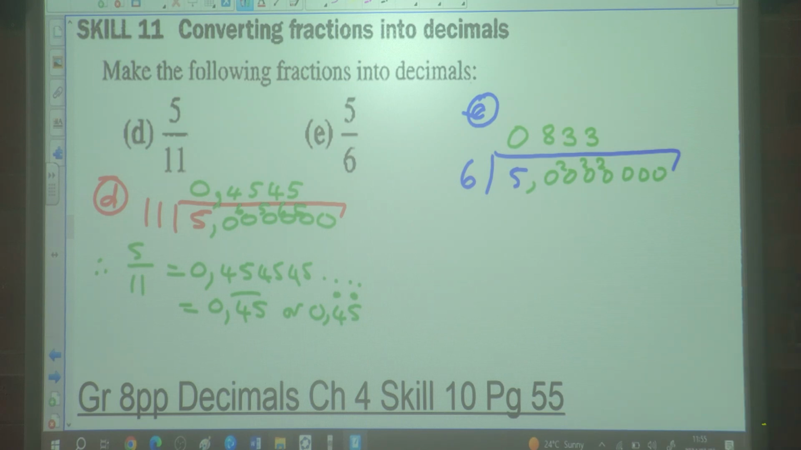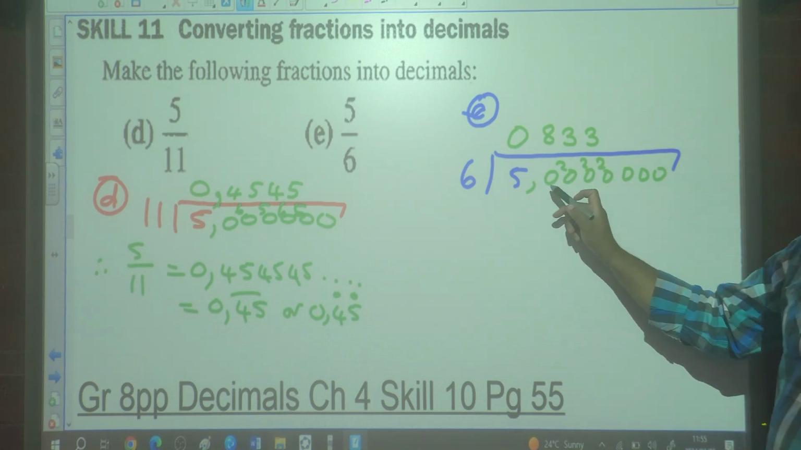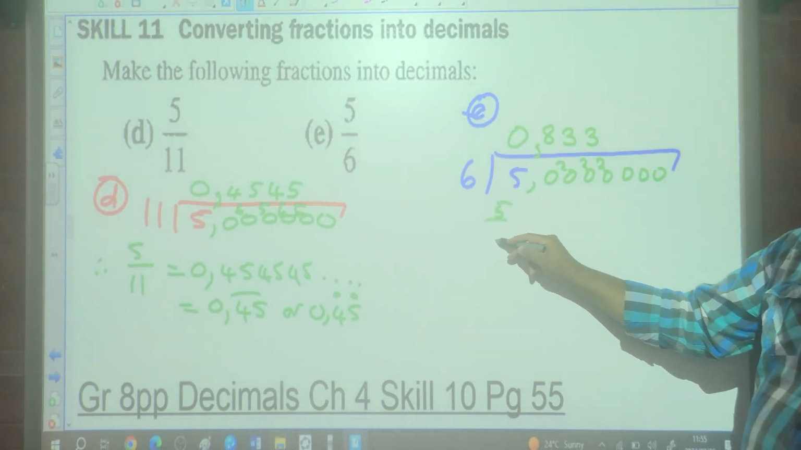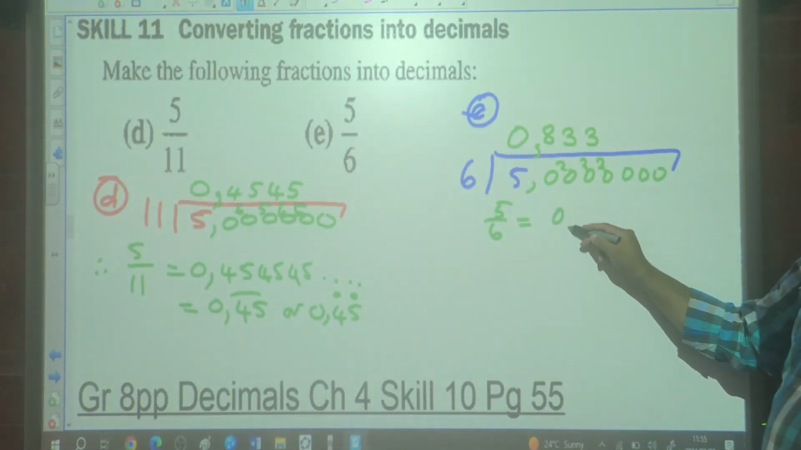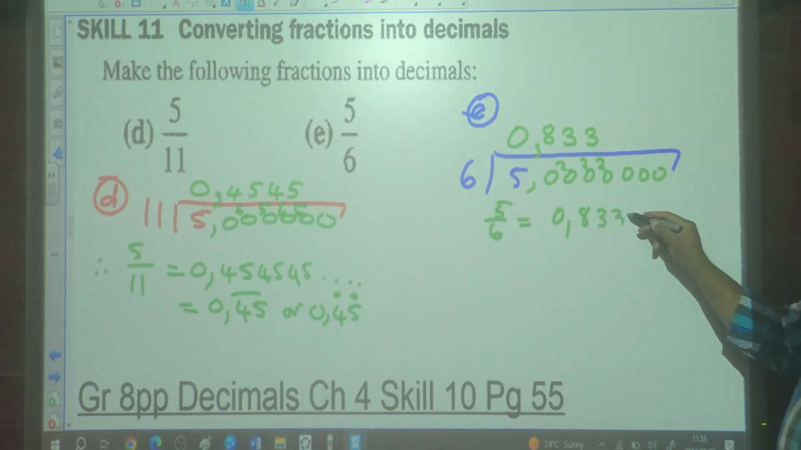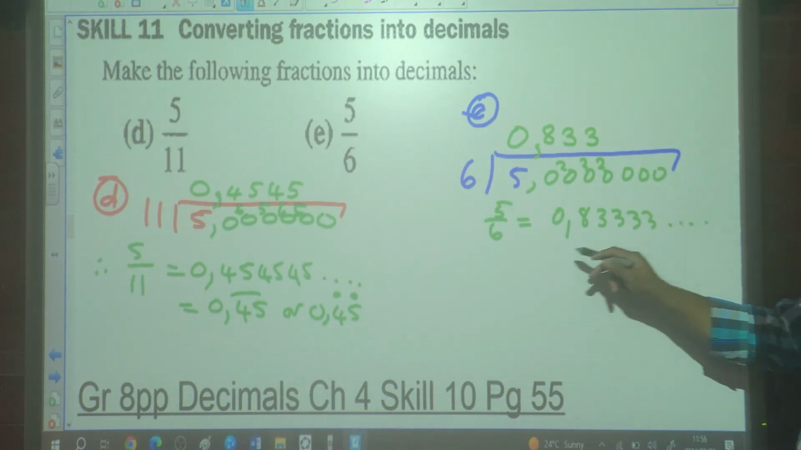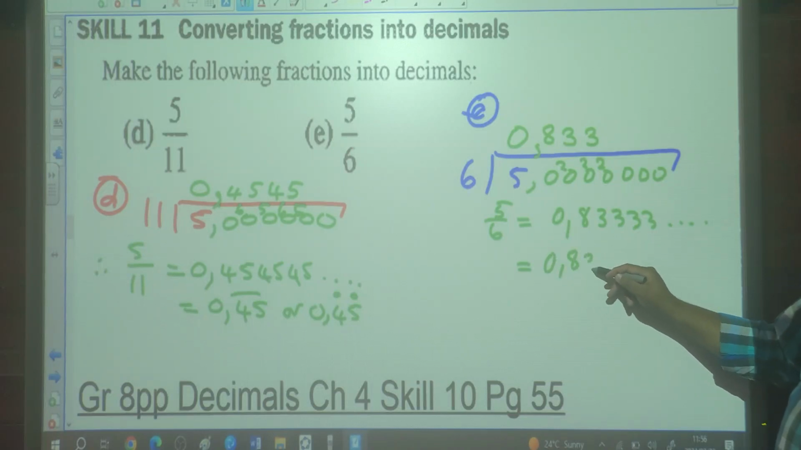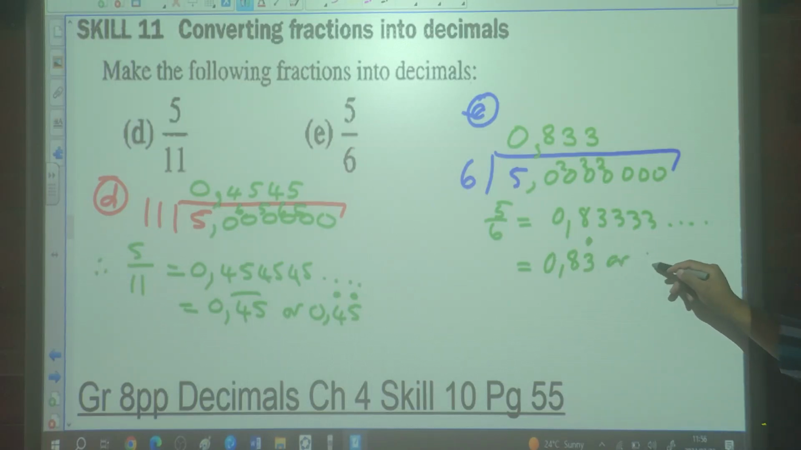A pattern is occurring. Not so? So that comma goes in line with that. So 5 over 6 is equal to 0,83333, and the number carries on. So this can be written as 0,83 recurring.